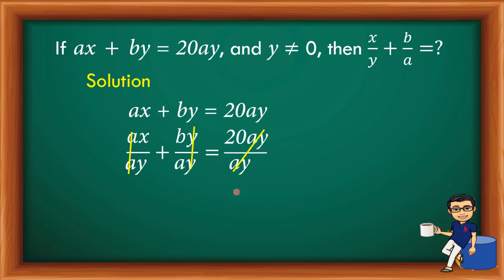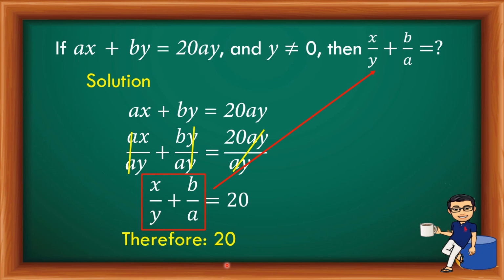So what is the remaining part of the equation is x over y, this one, plus b over a, this one, which is equal to 20. And from that, we can now see that this is the same as this. So, yung hinahanap natin. And according to this, x over y plus b over a is equal to 20. Therefore, 20 is the value of x over y plus b over a.